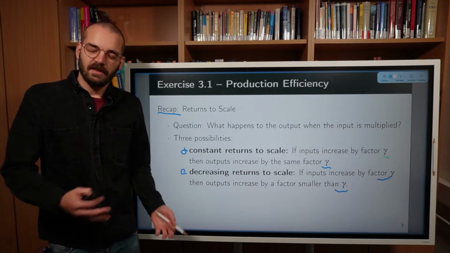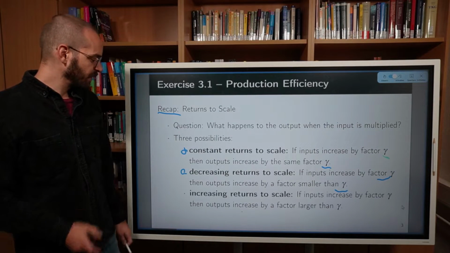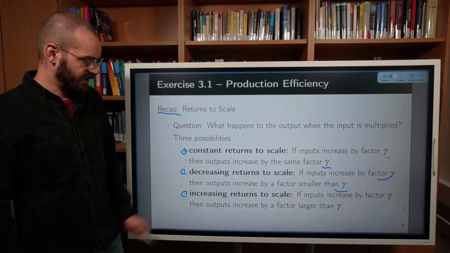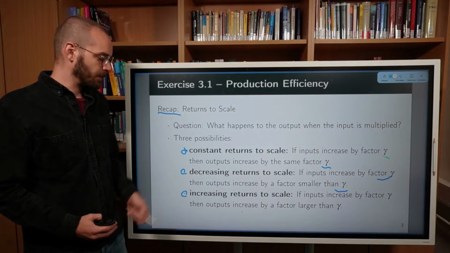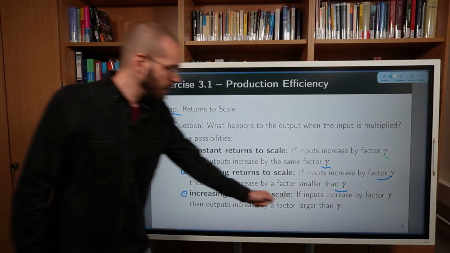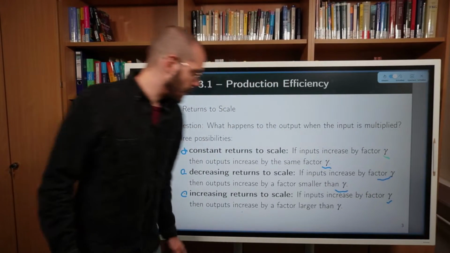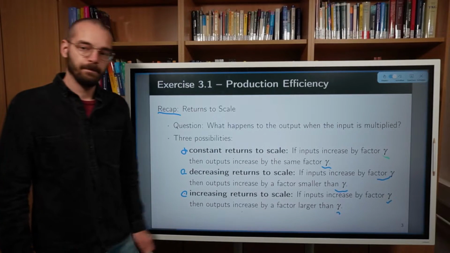And then finally, the third and final possible world we can live in is increasing returns to scale, which is the exact opposite of the previous case. So in this situation, if inputs increase by a factor of gamma, then the output increases by even more than factor gamma.